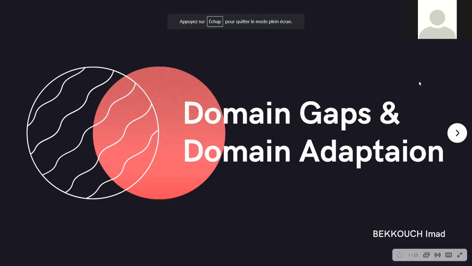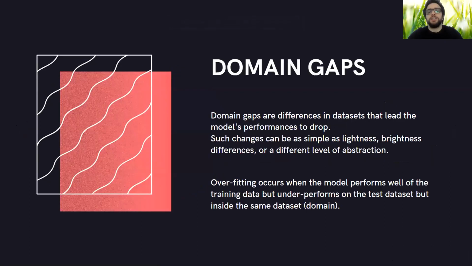Okay. Domain gaps and domain adaptation. What domain gaps are is very simple. You can put it in simpler terms: they are differences between datasets that can lead to the model's performance being reduced. These differences can be huge, such as the difference between paintings and images from the ImageNet dataset. These are real photos and these are paintings. The difference is very visible, or it can be very simple, such as differences in lighting, brightness, or other things.